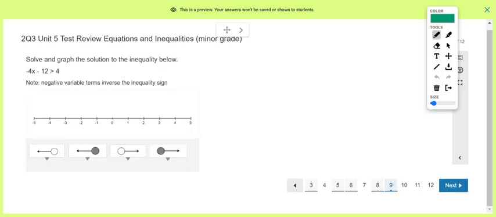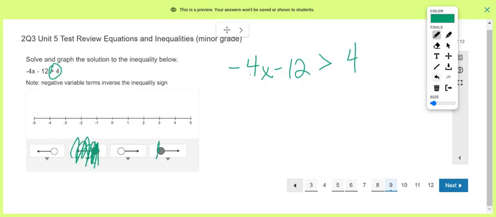Okay. All right, number 9, negative 4x minus 12 is greater than 4. So just looking at this inequality symbol, there's no line down below, so we're not using the shaded ones. There's no line down below, so now we need to solve.